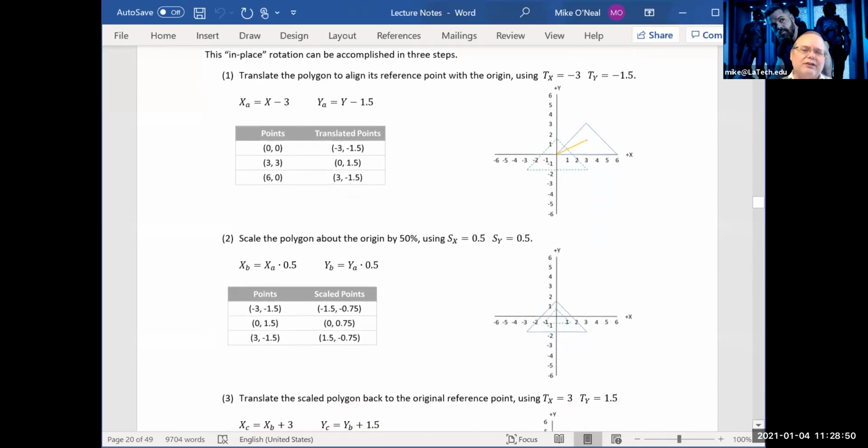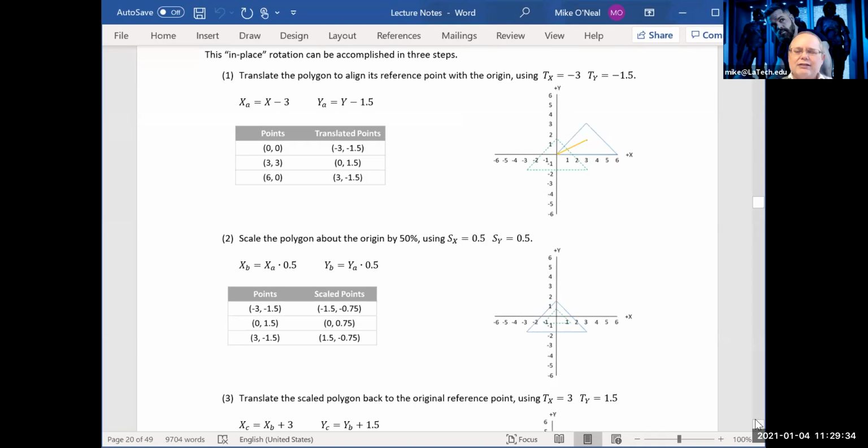Now you just apply the scaling equations, where you're going to scale in both the x and the y dimension by 0.5. So we do that. That gives us these points here. I hope you can see it. Here's the translated polygon drawn in blue, and what we're going towards is drawn in green, and you can see that it shrank. You've got a little green triangle there. But notice both the bigger blue triangle and the little green triangle are both centered on the origin.